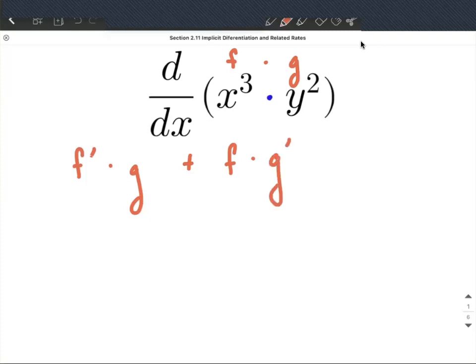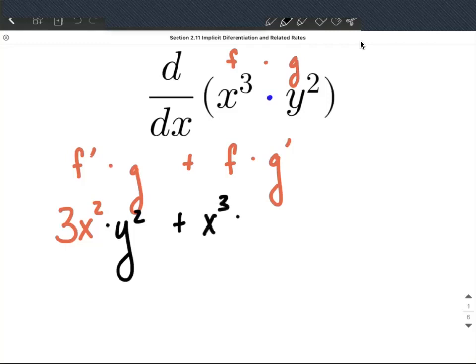All right, so the derivative of f, the x cubed, is going to be 3x squared. Because our variable was x, we don't have to put a dx over dx because that would be the same thing as 1. And then we copy down the g function, so multiplied by y squared is what I'm treating as our g function. Plus, this time we copy down the f function, so x cubed. Just bring that down. And we have to take the derivative of y squared.